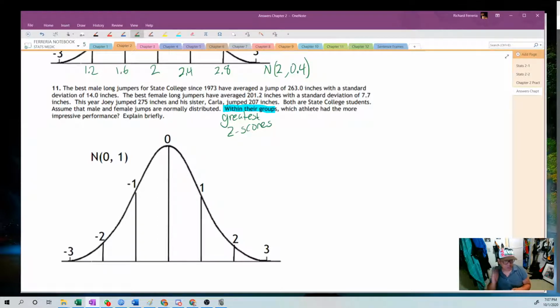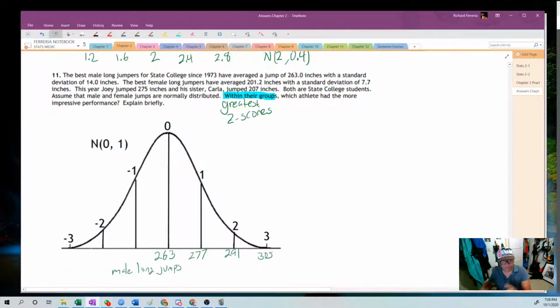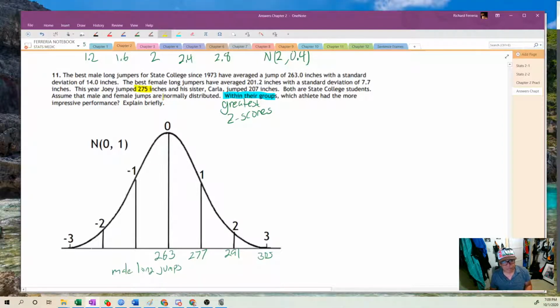So we've got our first curve, and I'm going to label this for the male long jumpers. So here are the male long jumps, and I'm only going to label the part of the normal curve which is important to us, which would be where does 275 line up? Well, 275 is just shy of 1 standard deviation. So I'll go ahead and I'll exaggerate that just a little bit here and put my 275 right there. And I have an unknown z-score, so I don't know the z-score. I'll go ahead and color code that yellow. We'll figure out that z-score in a minute.